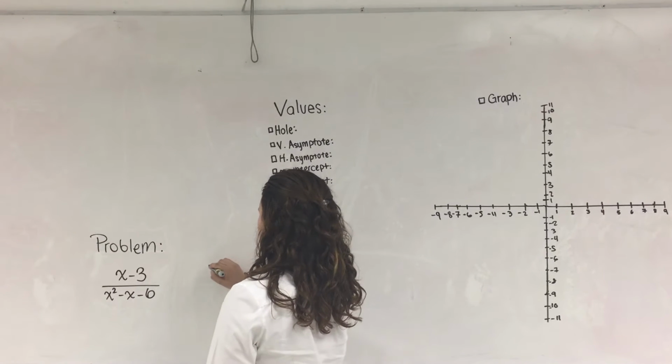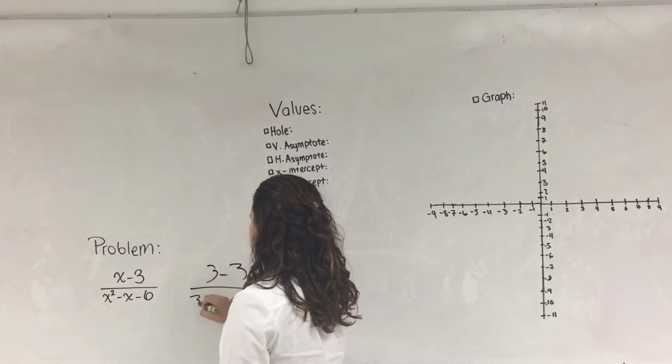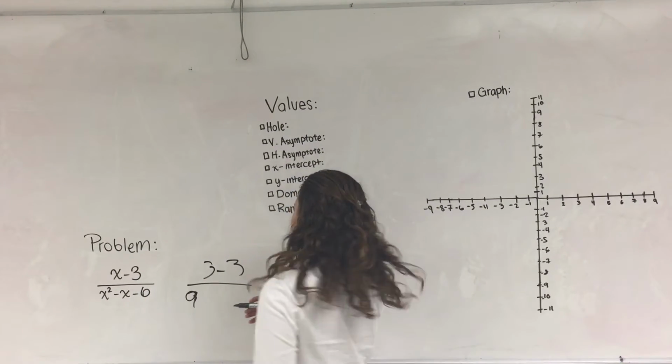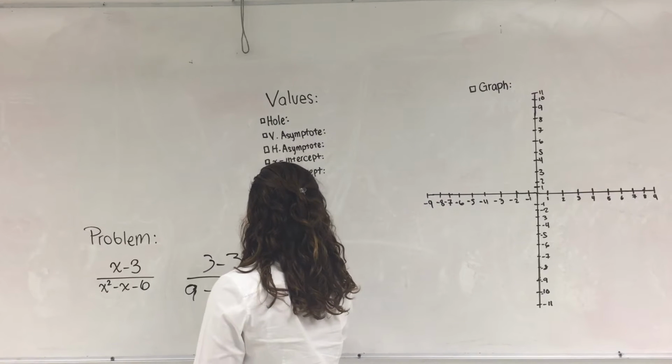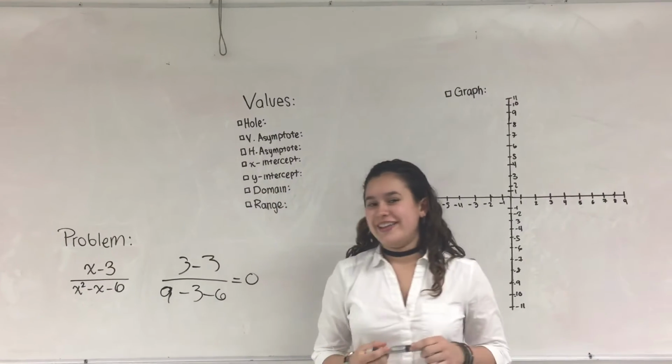In this case, we have 3 minus 3. We'll be dividing 9 in this case, because 3 squared is 9, minus 3 minus 6 will be equal to 0. So we already found the x value.